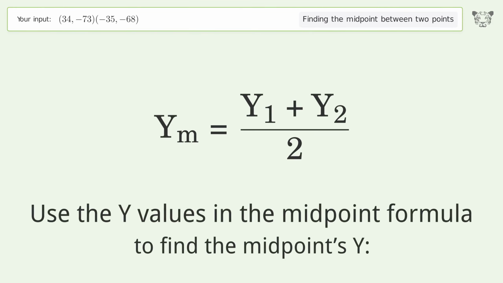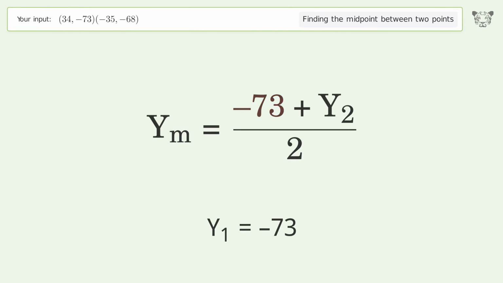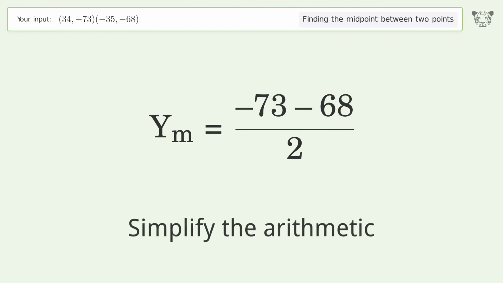Use the y values in the midpoint formula to find the midpoint's y. y1 equals -73. y2 equals -68. Simplify the arithmetic.